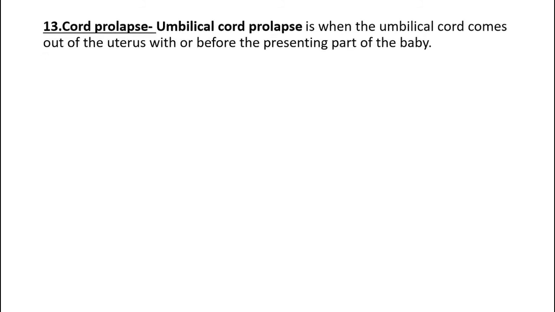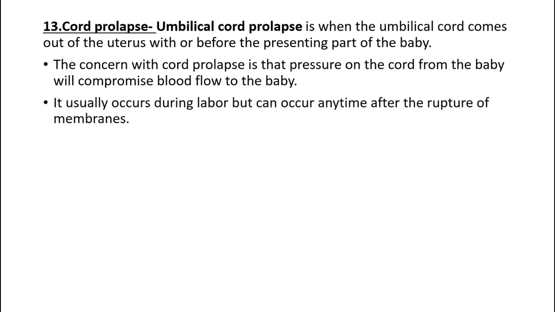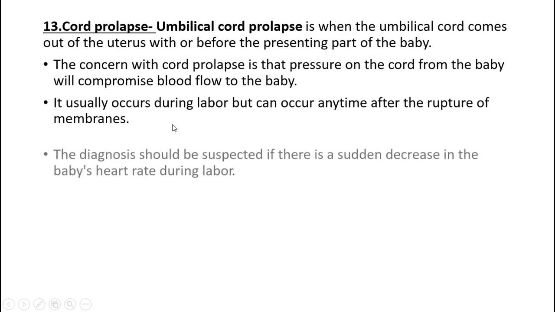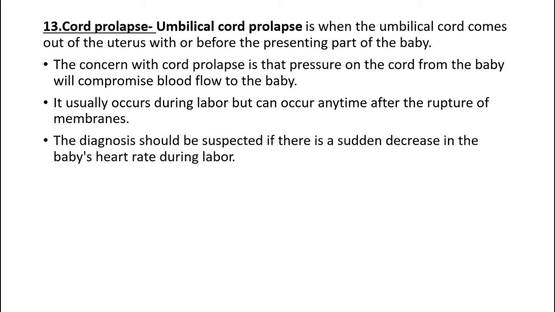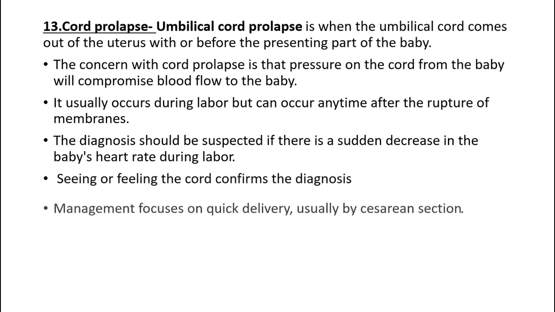The cord prolapse. Umbilical cord prolapse is when the umbilical cord comes out of the uterus with or before the presenting part of the body. The concern in cord prolapse is the pressure on the cord from the baby, which compresses the blood flow to the baby. It usually occurs during labor but can occur at any time after the rupture of membrane. The diagnosis should be suspected if there is a sudden decrease in the baby's heart rate during labor. Seeing or feeling the cord confirms the diagnosis.